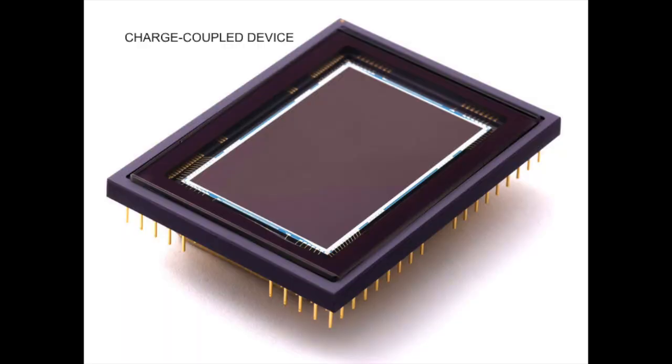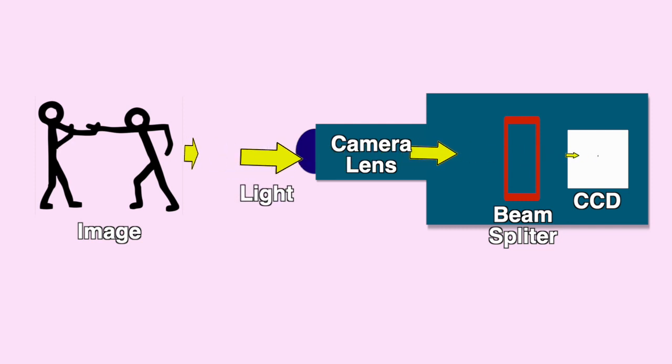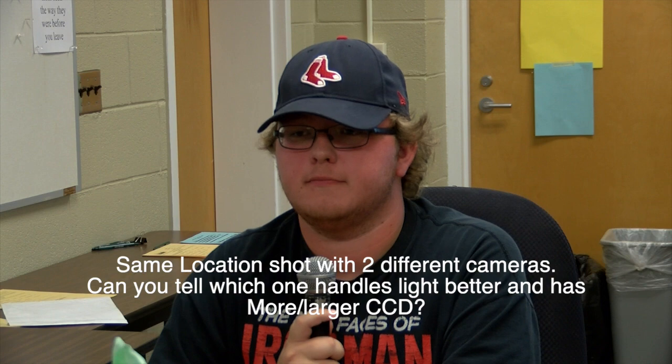The imaging devices you're going to find in a camera are called CCDs, and that stands for Charge Coupled Device. So the lens takes the light and focuses it on a CCD. This CCD is covered in diodes, and those are called photosites. The more diodes, the better the image. So the larger the CCD, the more diodes can fit, the better the image.